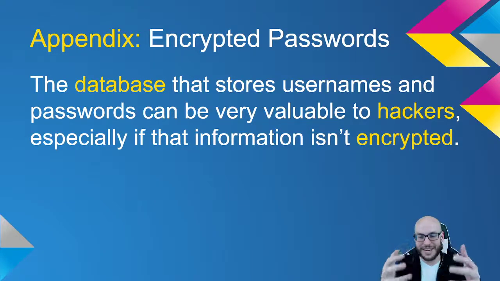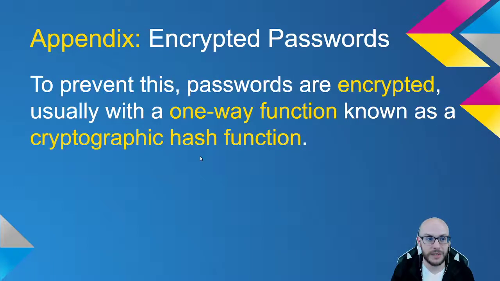If we take one table and it's every user's username and password in one spot, if the hackers get a hold of that one spreadsheet, that one table, they have everyone's username and password. That's kind of a problem. So to prevent this, passwords are encrypted with a one-way function. We call it a hashing function, known as a cryptographic hash function.